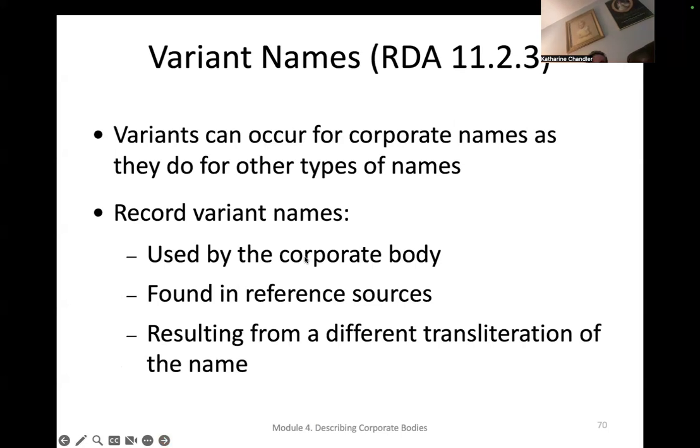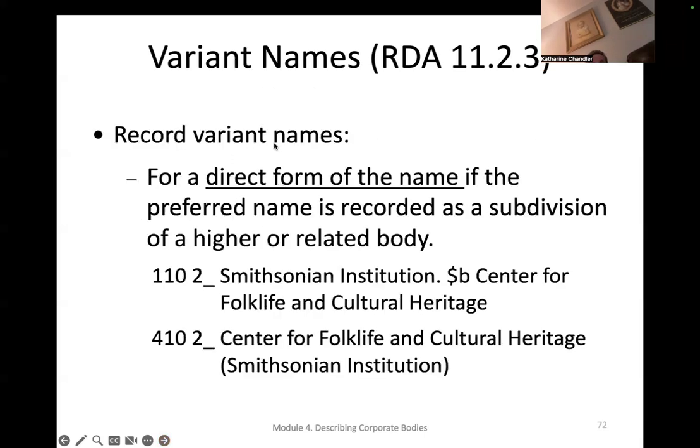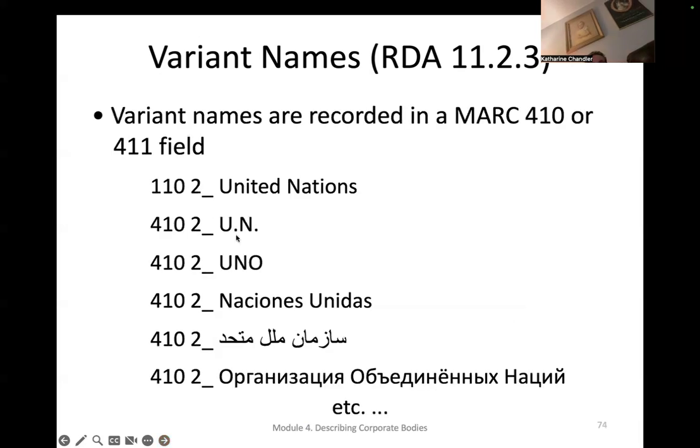Variants can occur for corporate names as they do for other types of names. Record variant names used by corporate body found in reference sources and resulting from a different transliteration of the name. Variant names, here are some examples. Variant names: record variant names for a direct form of the name if the preferred name is recorded as a subdivision of a higher or related body. Record variant names for the name as a subdivision of a higher or related body if the preferred name is recorded in direct form. Variant names are recorded in a MARC 410 or 411 field.